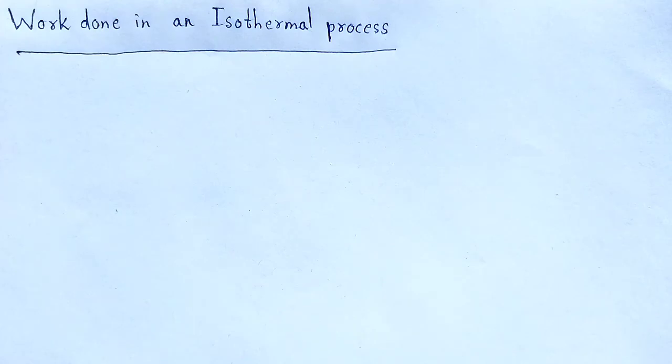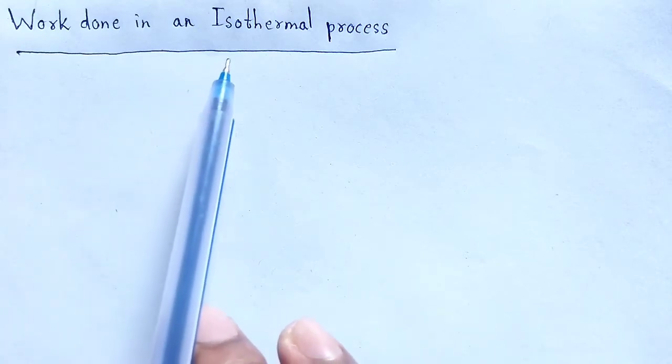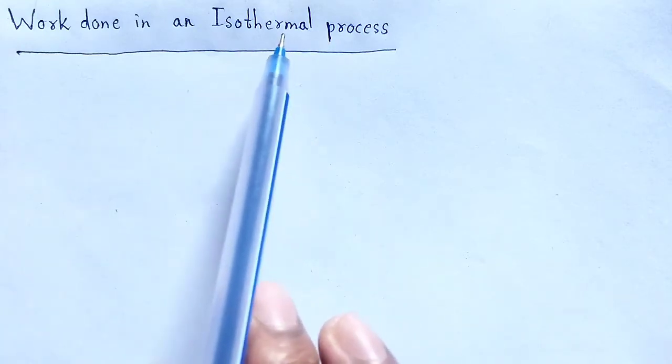In this video, we are going to discuss work done in an isothermal process, work done in an adiabatic process, and finally the limitations of the first law of thermodynamics. Let's begin. First, work done in an isothermal process.